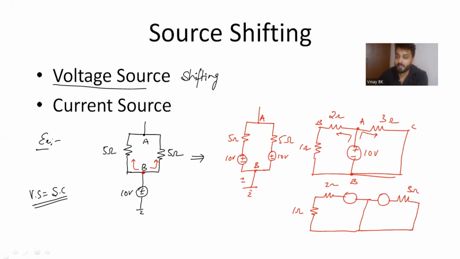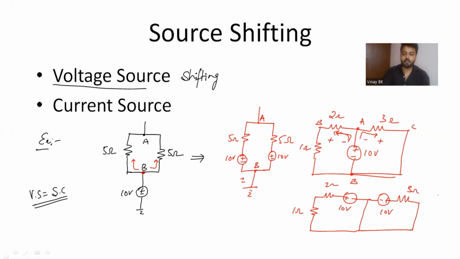And how will we write the polarities now? You can see the polarities A to B. The first polarity is minus, the second polarity is plus. Similarly here, the first polarity is minus, the second polarity is plus. So you can write here plus minus 10 volts. Similarly here, minus plus 10 volts. So like that, you can shift the voltage source.